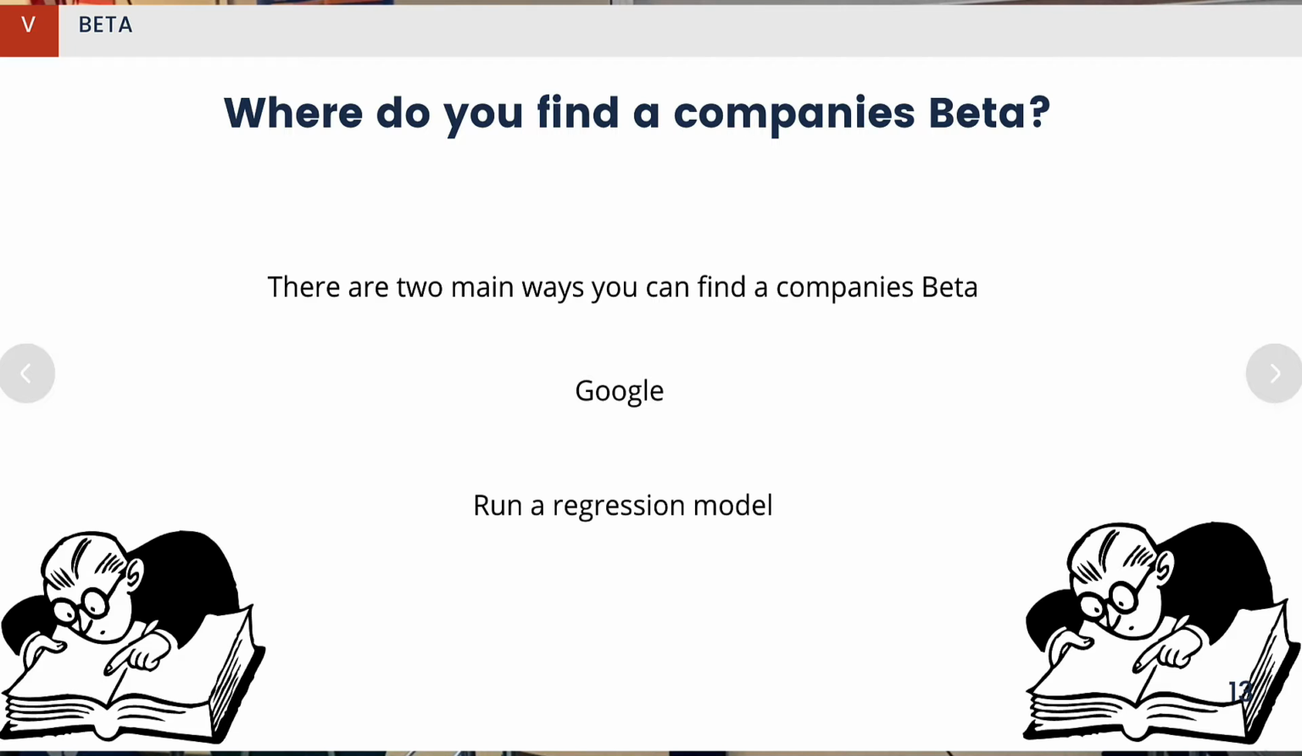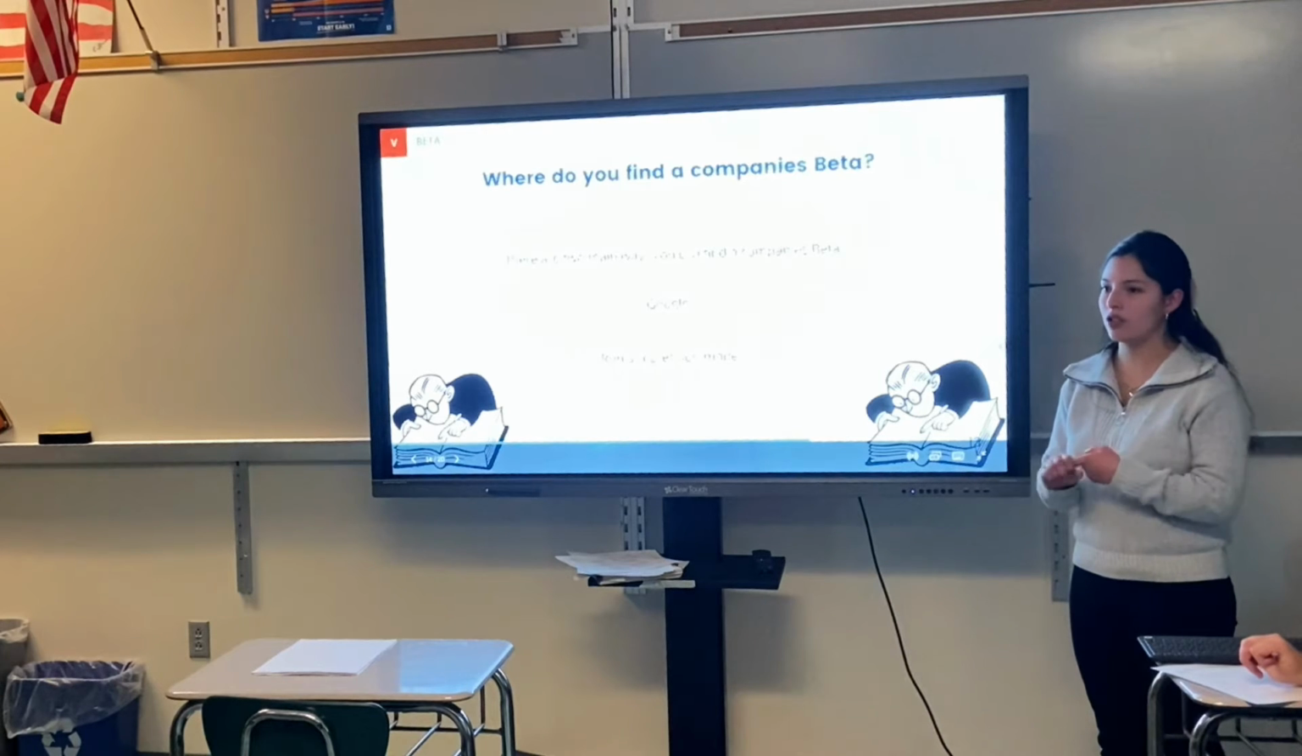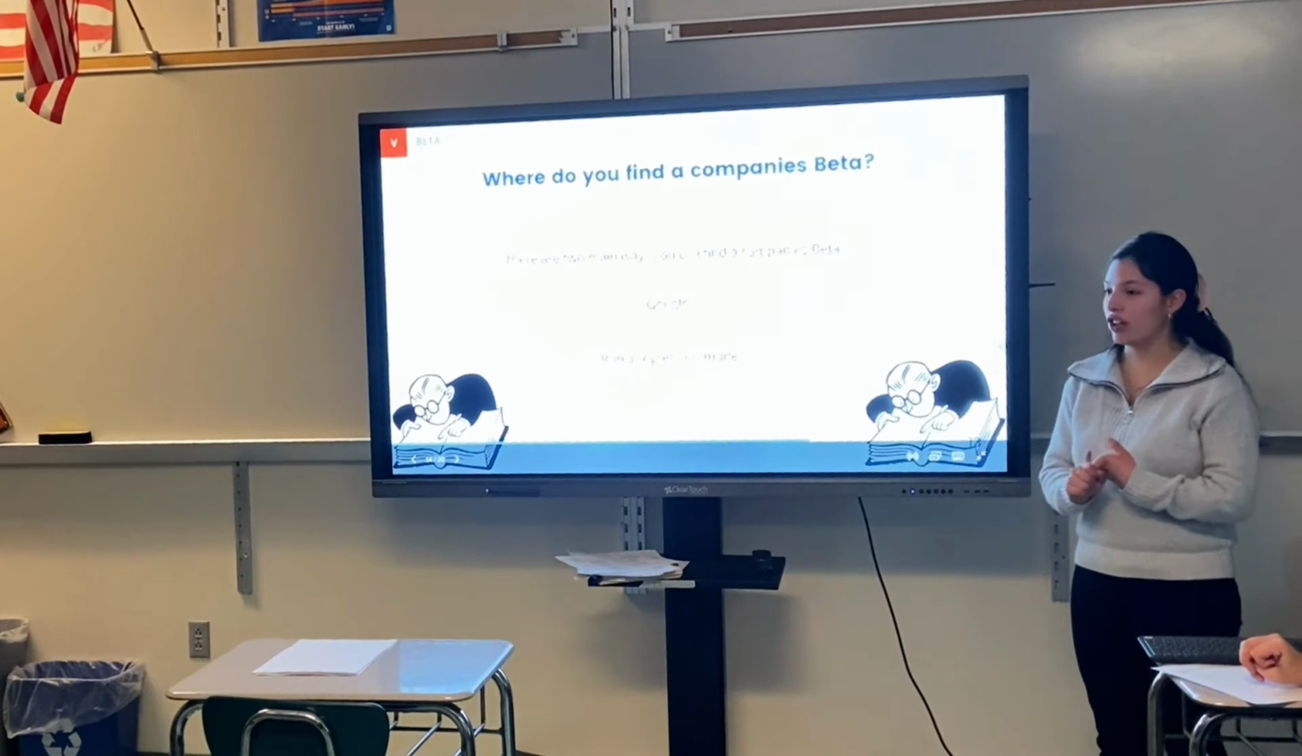Yes. So where do you find a company's beta? You can do it one or two ways. There are probably even more ways, but two main ways. You can Google it, like we've mentioned before. It's really easy to find this online. Yahoo Finance is a great website. Or you can run a regression model.